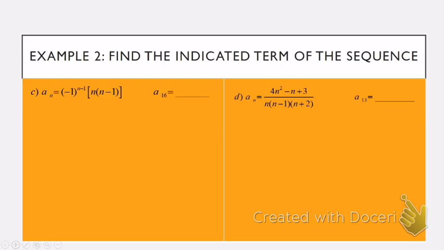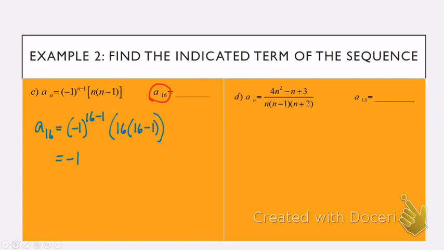Make sure you're paying attention to your directions. In example 2, all you have to do is find the indicated term. So in this case, we only want the 16th term. So to find the 16th term, we just have to plug in the 16 for all of our n's. And again, you guys will have access to your graphing calculator, so use it.